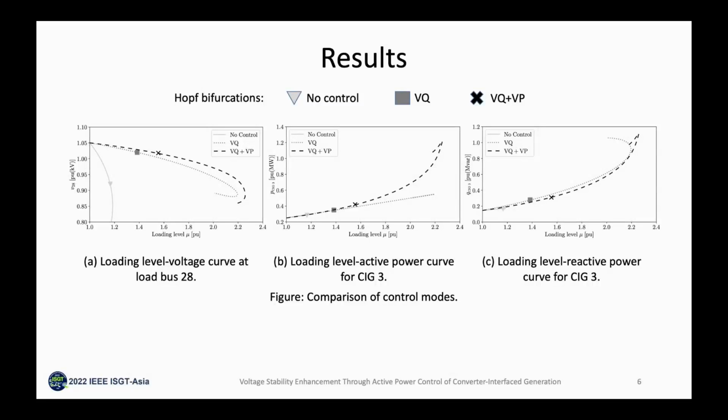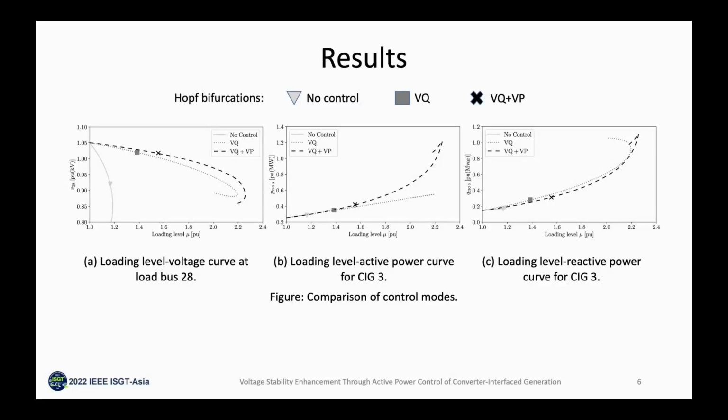Moreover, this improvement is achieved without a need for large variation of the CIG's active power generation. See the second figure. The latter point is very important if a VQ-VP control is to be implemented in practice, where CIGs often operate with a limited active power reserve.